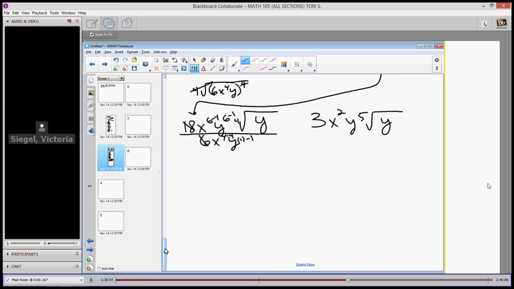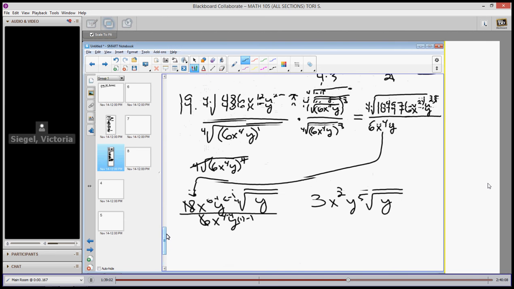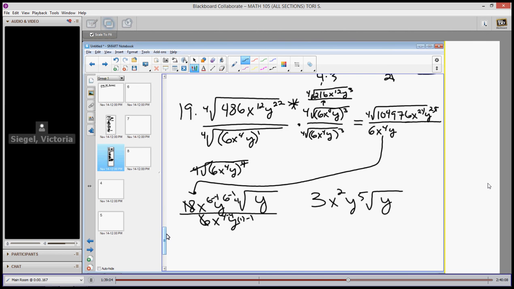We still have our radical hanging out. So I'll scroll back up so you guys can see the whole thing. And then this is your final simplified answer. So it's a big one, but the steps are still exactly the same.